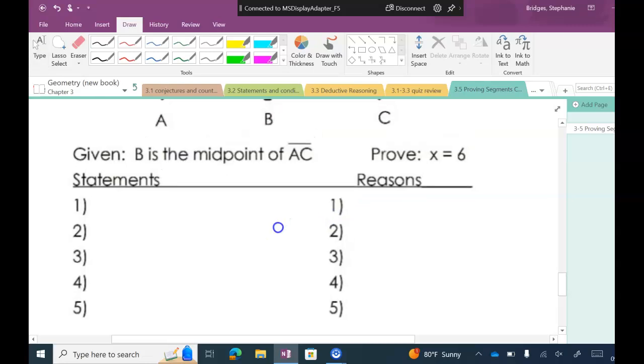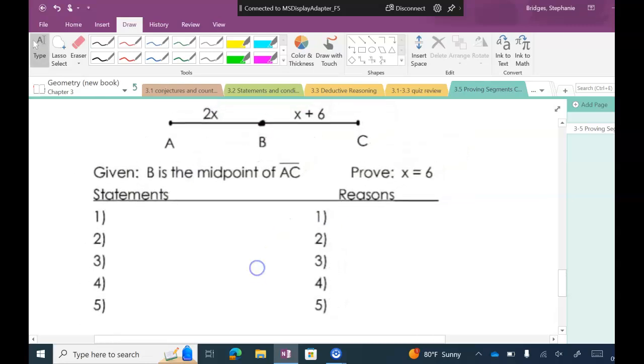All right, we're starting on the next one. I'm going to give you a minute. I want you to do the very first step in reason. Fill in your first statement and your first reason. Well, first statement, first reason is always the given, so fill it in.